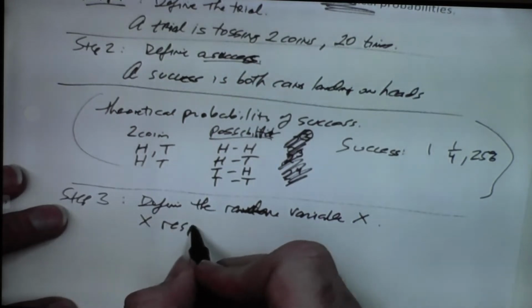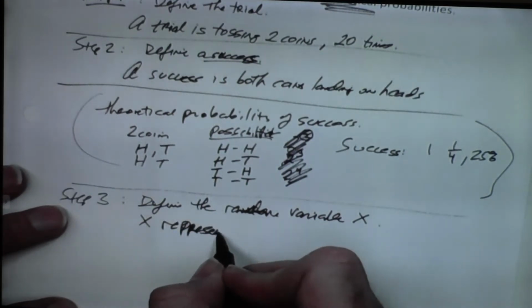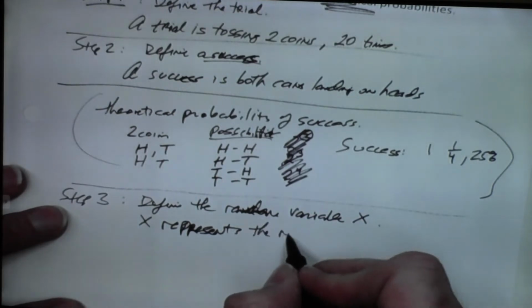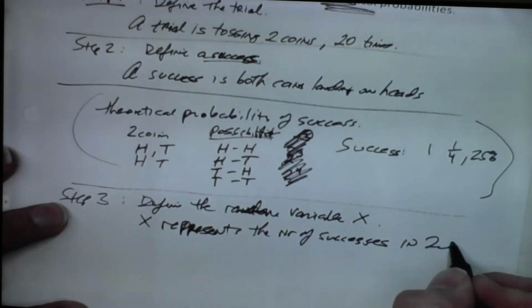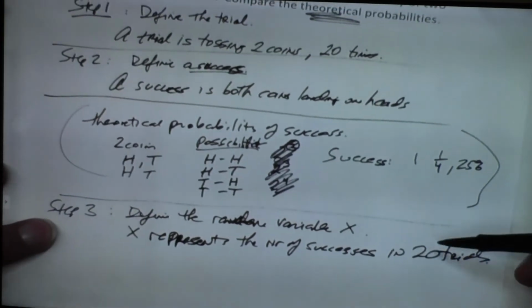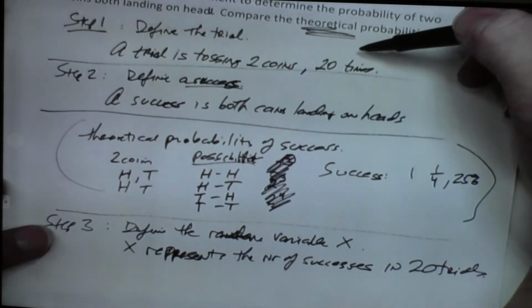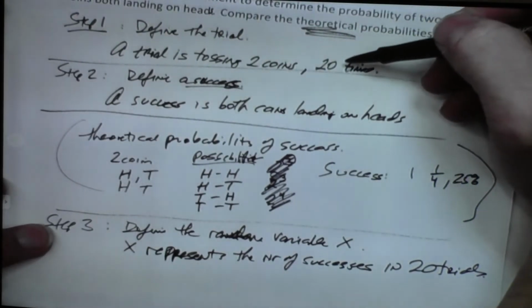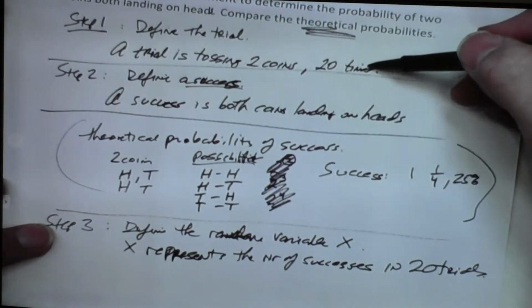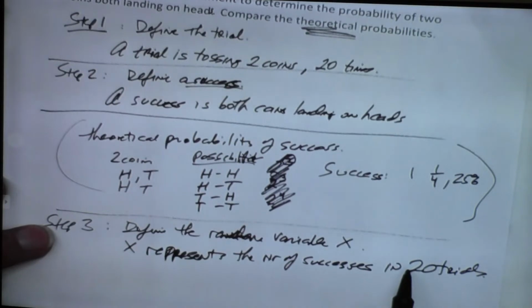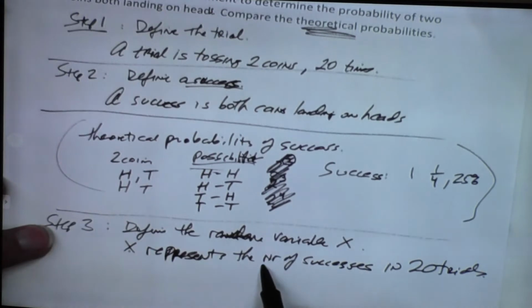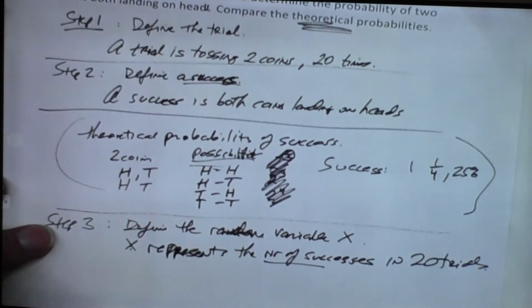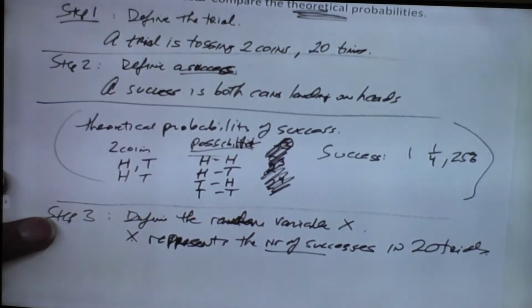Well, again, this sort of makes sense. X represents the number of successes in 20 trials. The 20 comes from defining the trial at the beginning, so we're going to do this 20 times. Okay? We're tossing 2 coins, we're going to do it 20 times. And in those 20 times, when we toss the 2 coins, we're trying to get a success of heads and heads. So x represents the number of times that we actually get that. Theoretically, it should be 1/4 of those, which is 5. Theoretically, we should get it to happen 5 times.